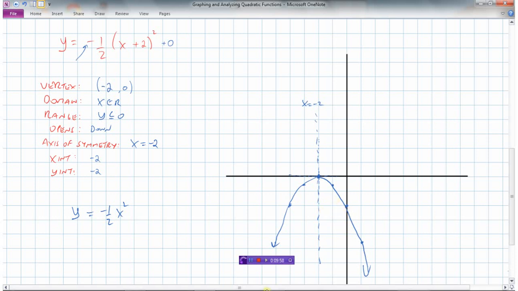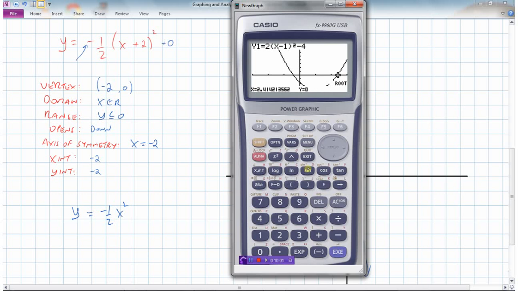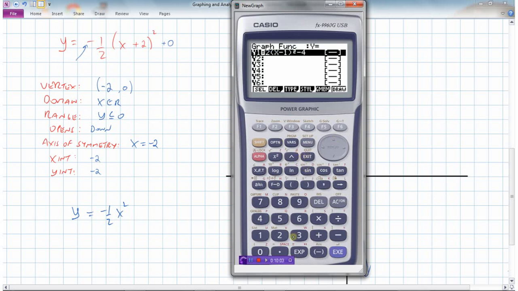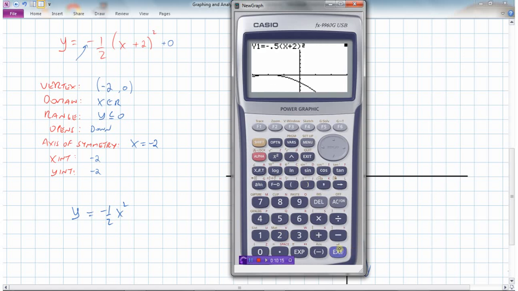And again, if we had a graphing calculator, we could enter y equals negative a half or negative 0.5, (x plus 2) squared. And the view window is not great here, so I'm going to go in and change it. I'd like to go a little bit farther to the left. And instead of negative 4.5, let's go down to minus 10. And we don't need to go up to 8. We'll only go up till 2. And there we have a nice looking graph.